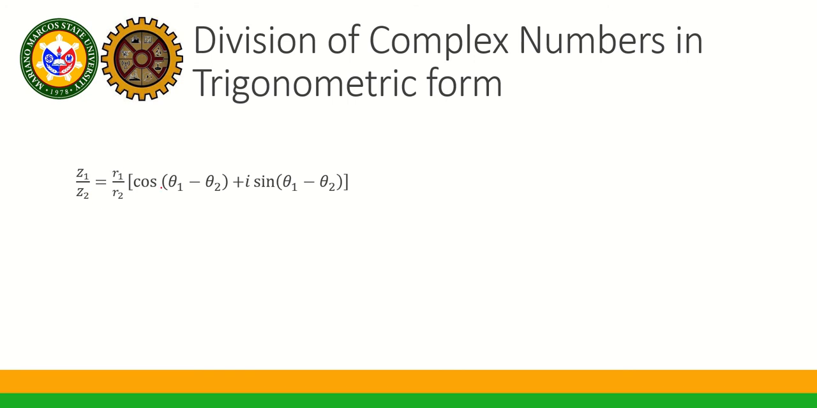r1 over r2 times cosine, tapos isubtract mo lang yung mga arguments or angles ng ating complex number. So, cosine theta 1 minus theta 2, yung arrangement niya will be following this one. So, kung ano yung nasa taas, yun yung mauuna. Yung nasa baba, yun yung isa-subtract mo. Okay? And then, plus i sine theta 1 minus theta 2. Okay? So, that is how you multiply and divide complex numbers in trigonometric form.